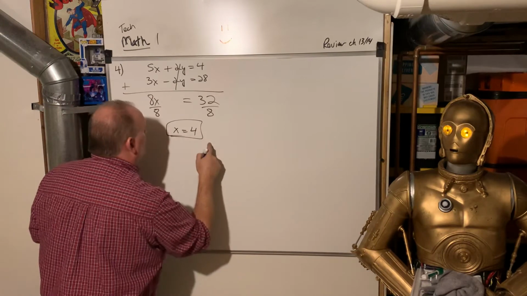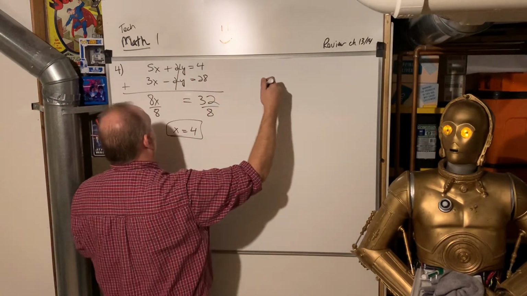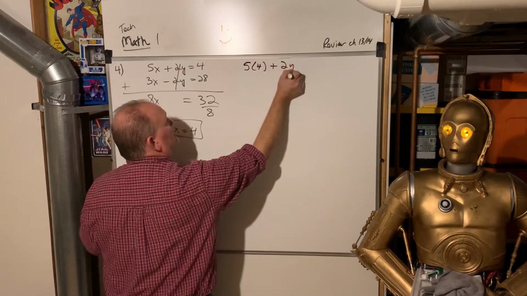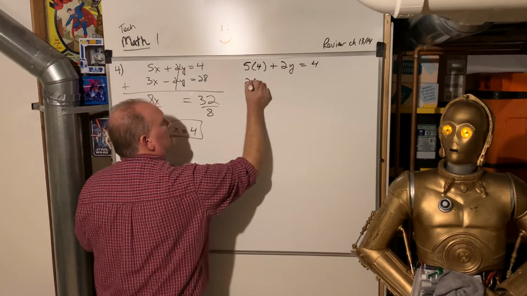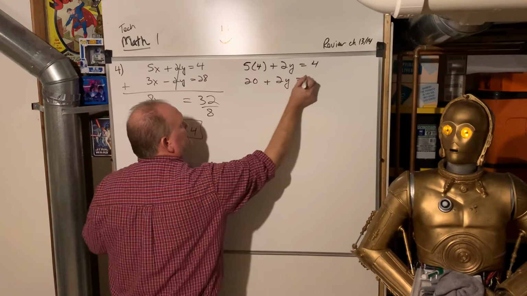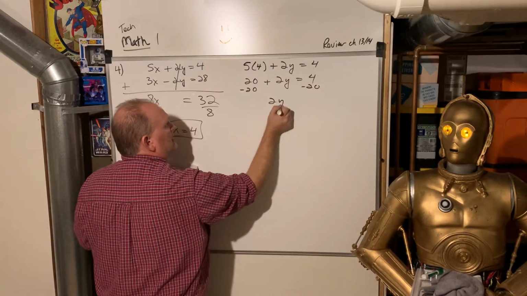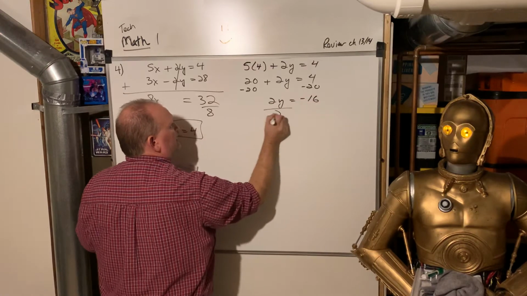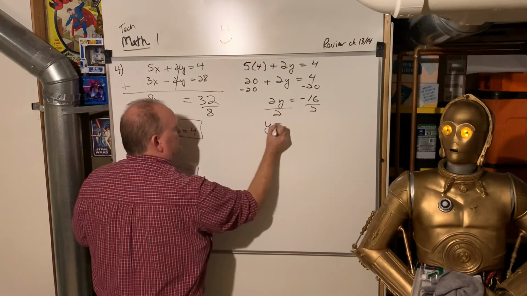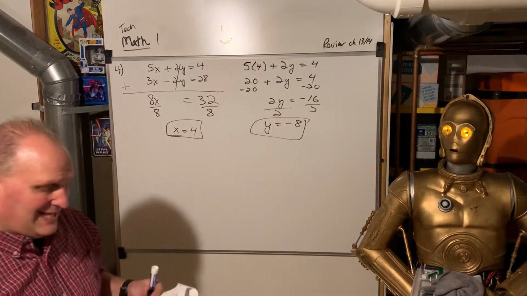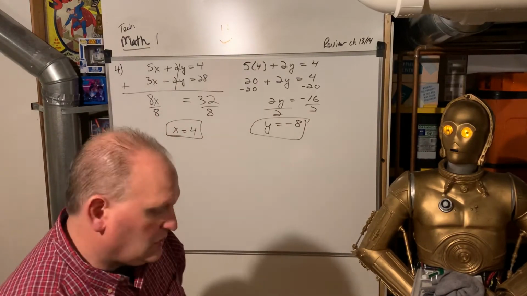And then take that 4 and sub it into either equation, whichever one looks easier. I'm going to put it in the top. 5 times 4 is 20, so 20 plus 2y equals 4. Move the 20 over. 2y equals negative 16. Divide by 2. y is equal to negative 8. So 4 comma negative 8 is where those two cross.